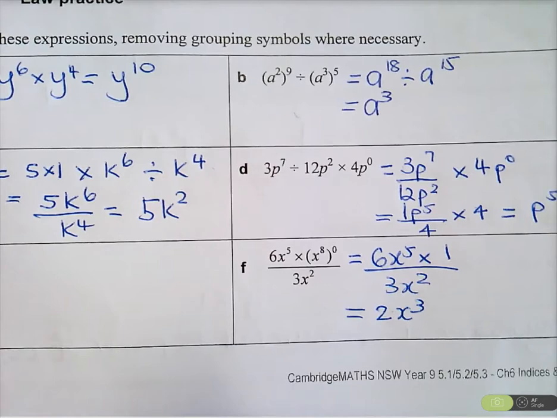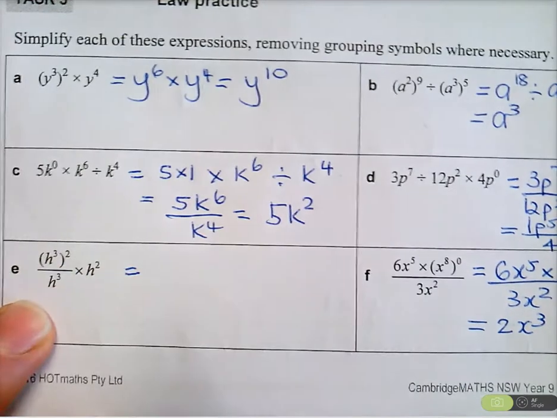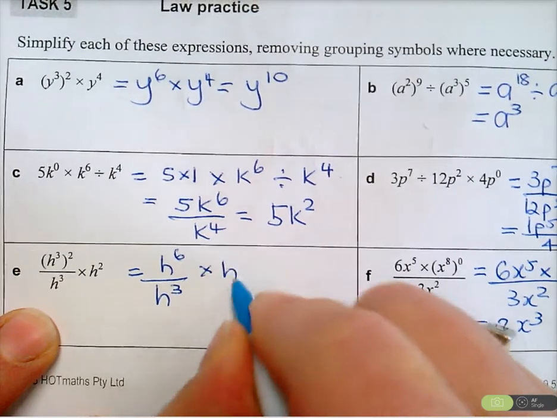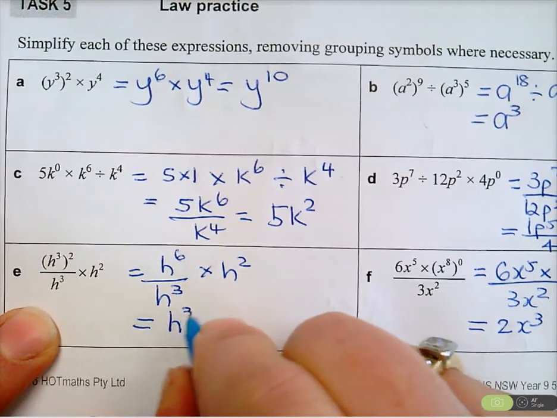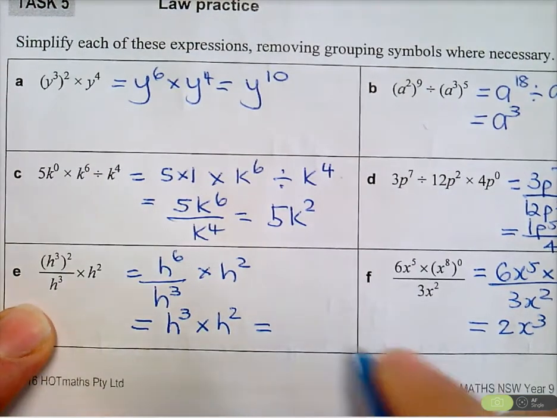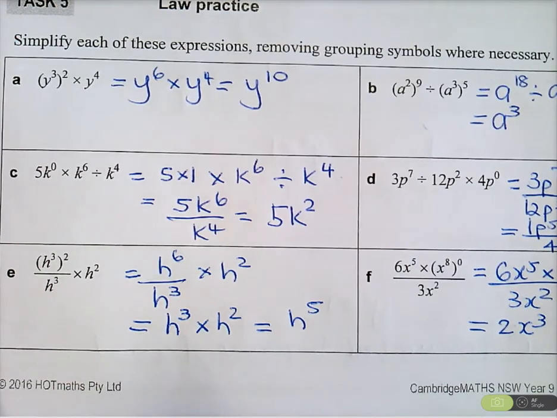And the last one over here, what happens? What do we get here? H to the power of 6 over h cubed times h squared. What's h to the power of 6 over h cubed? H cubed. So you do that first, get an answer, then times it by h squared. 5. Yeah. Try not to get the rules mixed up. So once you've been doing those, a lot of people then mess these up or they mess the other ones up. Bases are the same, add the indices.